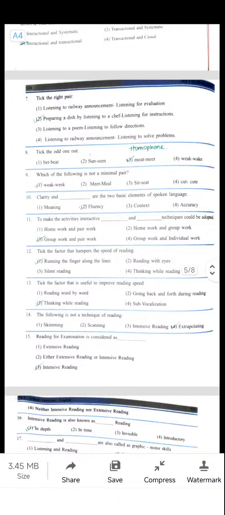Reading for an examination is considered as what? For examination purposes, we want to read each and every thing, so intensive reading is most important. And next one, intensive reading is also known as dash reading: in-depth reading, we have to read it in depth. Dash and dash are also called graphic and motor skills. So first, reading and writing are called graphic motor skills.